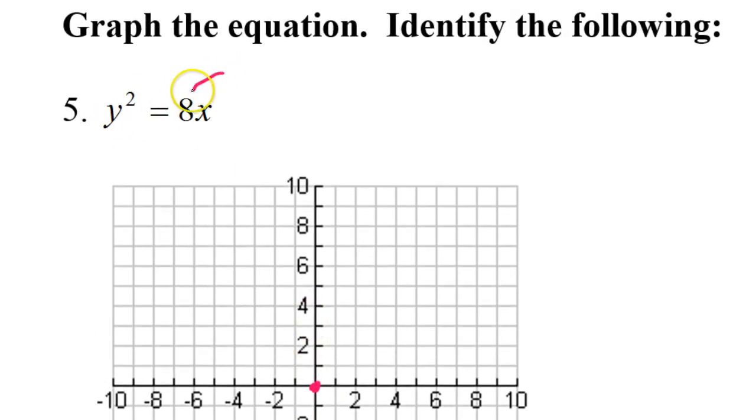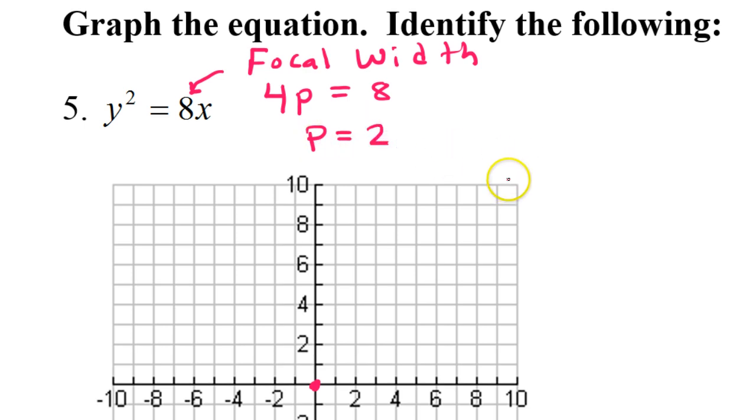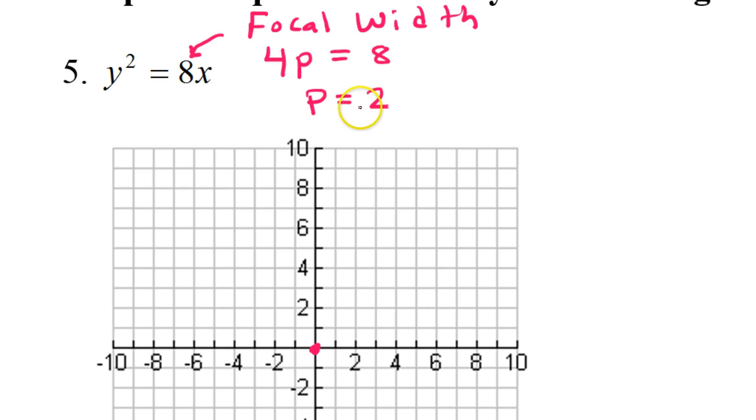Now, this number that's right here is something called the focal width. That means it's the width of the parabola at the focus. This means that 4p is equal to 8. This number right here is always 4 times the p value. So if I divide both sides by 4, I discover that p is equal to 2. Now, what does that tell me? P is the distance from the vertex to the focus.